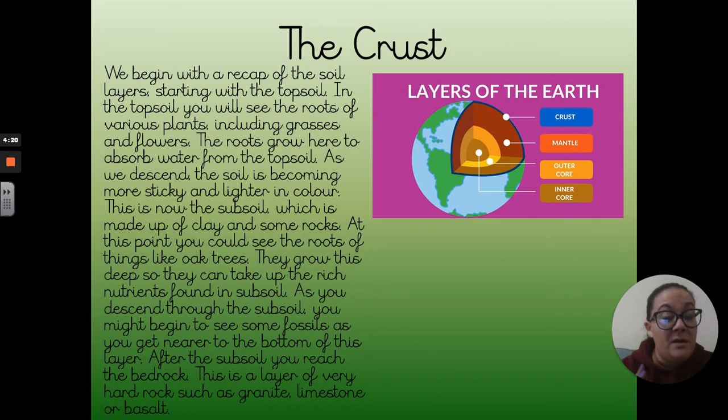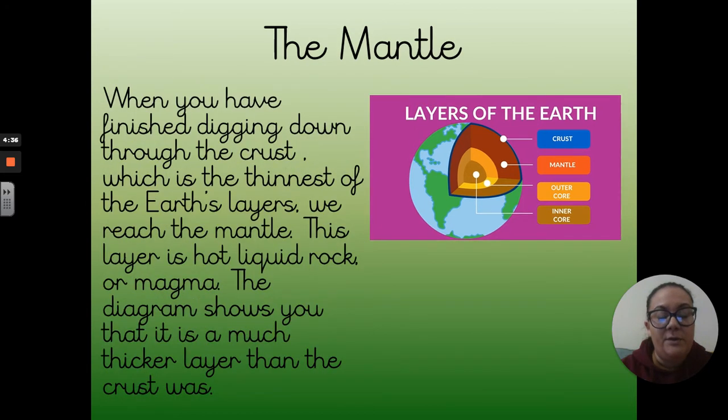So within the crust, there's an awful lot which is going on. Okay, but have a look at that crust in terms of its thickness. It's not actually very thick compared to the other layers, but even still, we've got an awful lot that's going on there. So let's keep going and see where else we can dig down to. The next layer that we go on to, you can see on the diagram, it's a much thicker layer. We've reached the mantle. Okay, so when we've gone through the crust, which is the thinnest layer, we then get to the mantle. It's a layer of liquid rock, magma.